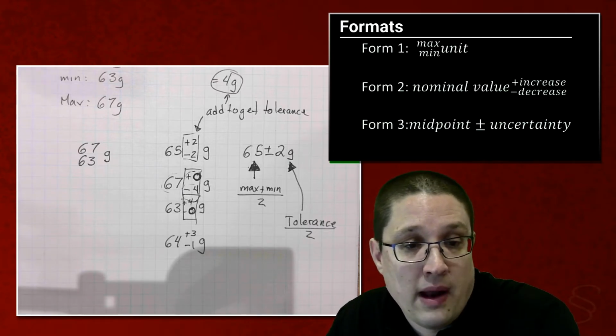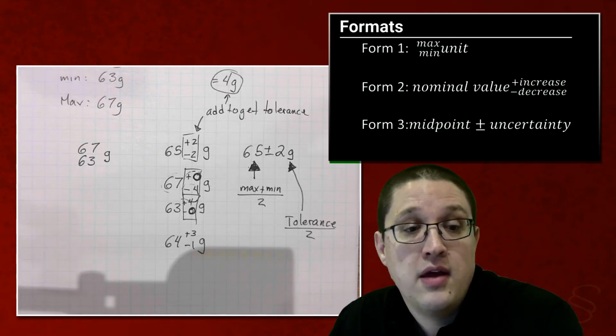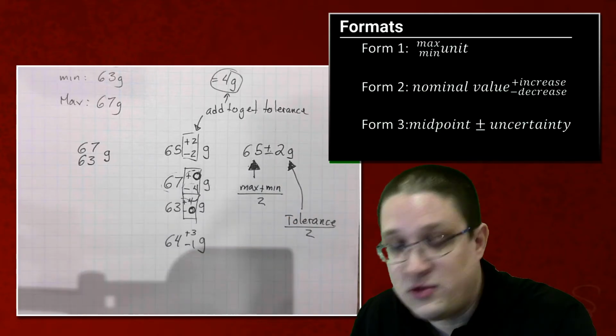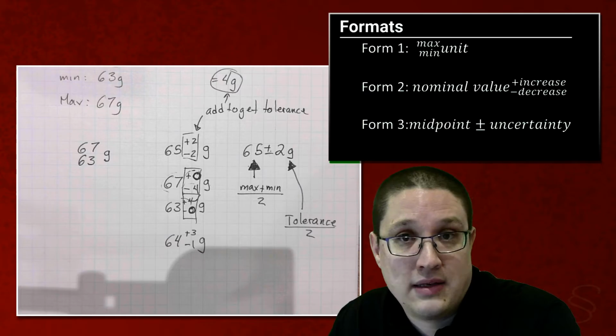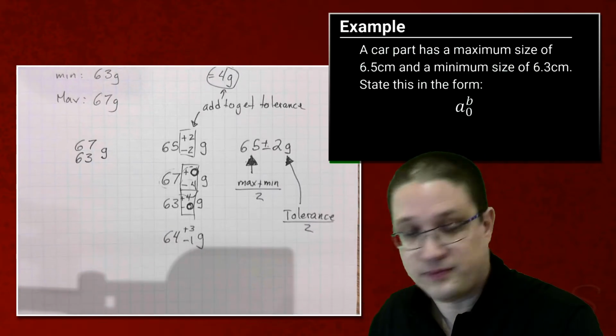All of these formats are stating the same measurement. All of these say the same thing. They're all treated like little math problems, just adding and subtracting. The trick with tolerance is making sure that you're reading this correctly. Let's look at a couple examples here to see how this works.